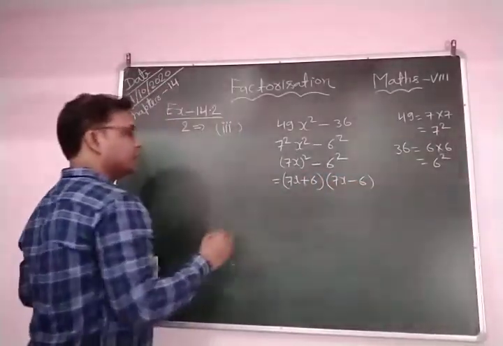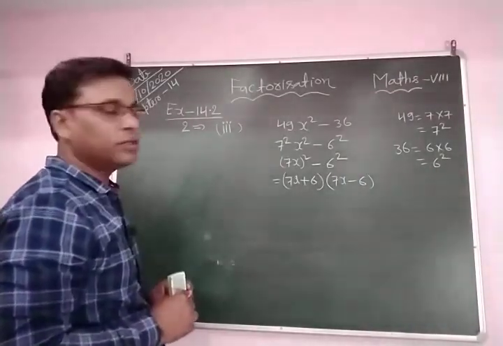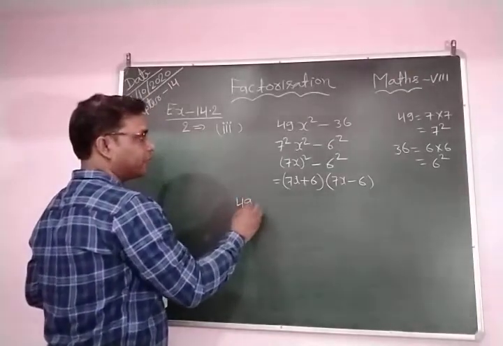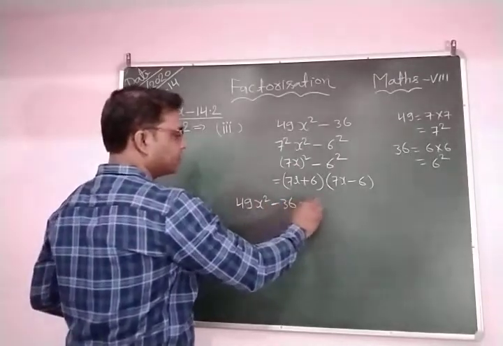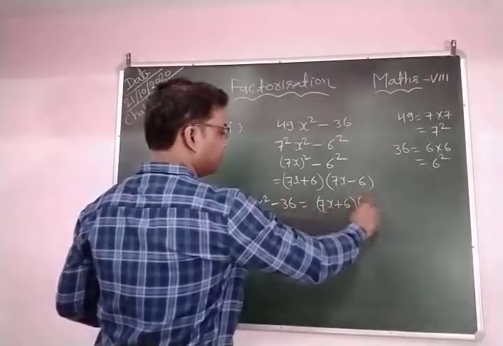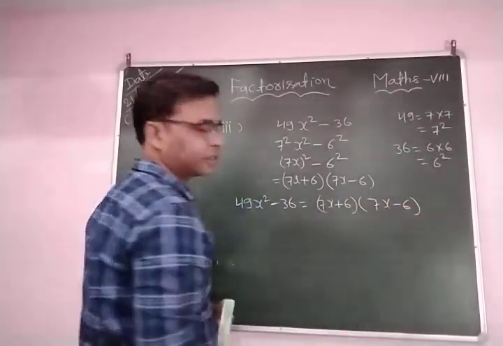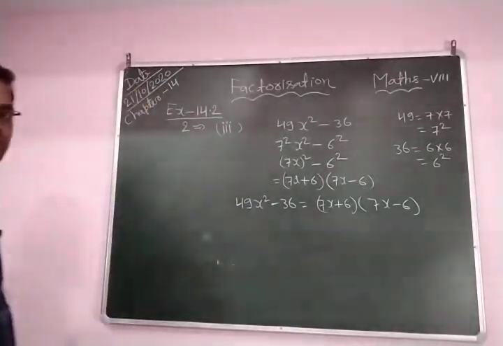Here we use the third identity, a² − b² is equal to (a + b)(a − b). So in this way we find the factorization of 49x² − 36. This is equal to (7x + 6)(7x − 6). Clear? So students, I hope all of you understood these questions.